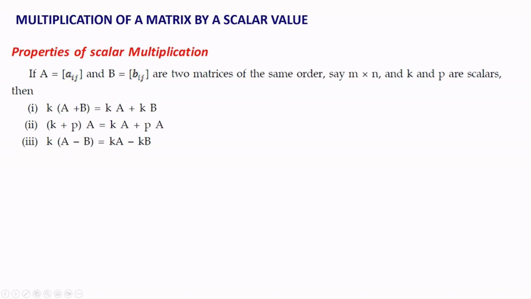Next we have the properties of scalar multiplication. If we have two matrices A equal to Aij and B equal to Bij of the same order, say m by n, and if k and p are two scalars, then these properties hold true. K into A plus B equals Ka plus Kb, then K plus P into A equals Ka plus Pa, and K into A minus B equals Ka minus Kb. So these are the properties of scalar multiplication.